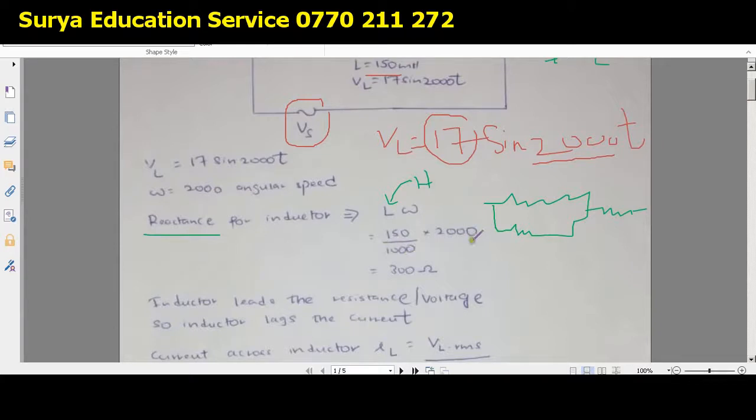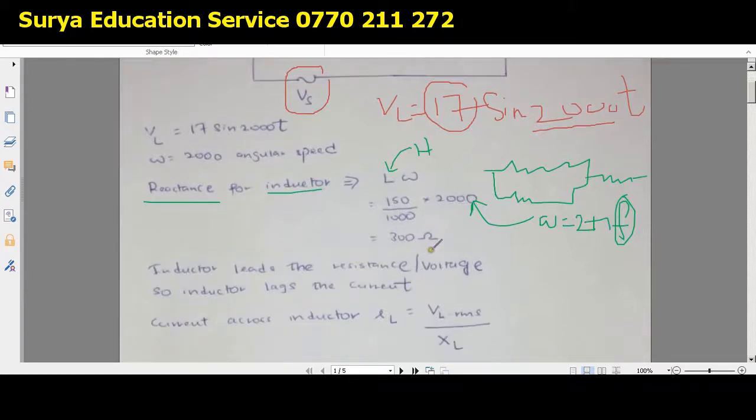Guys, be very careful. I have seen that many people call this frequency, but don't call this frequency, because that is something different. We know angular speed equals 2 pi f, where f is the frequency. So please don't call this the frequency, just call this the angular speed. Okay, so reactance for the inductor is the number one thing. It equals L omega. So here you will get the answer for the reactance for the inductor.